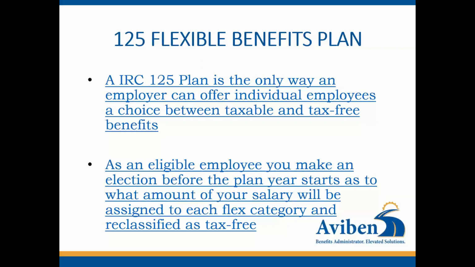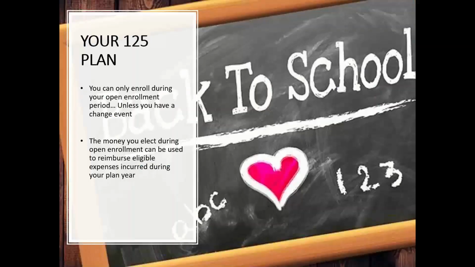How do you do that? Well, you do that during your open enrollment period, right? You make the elections before the plan year starts, and then you can use that money during the plan year for any eligible expenses that you incur during that time frame. And then that money that you contribute is actually reclassified as tax-free money, so it's completely tax-free.